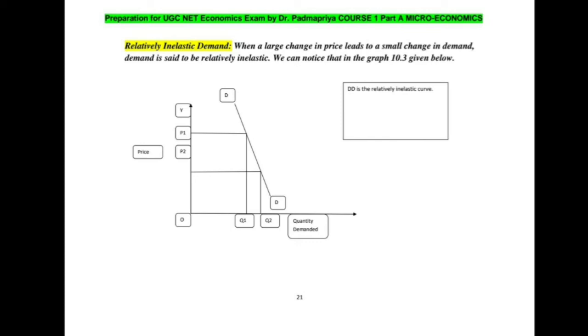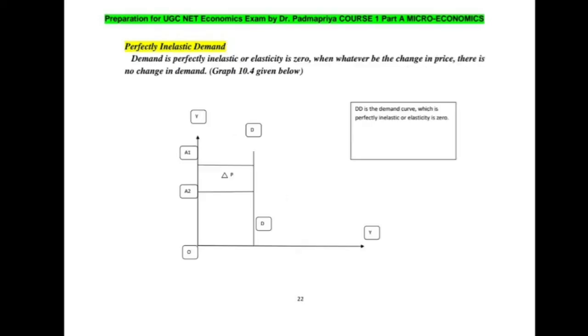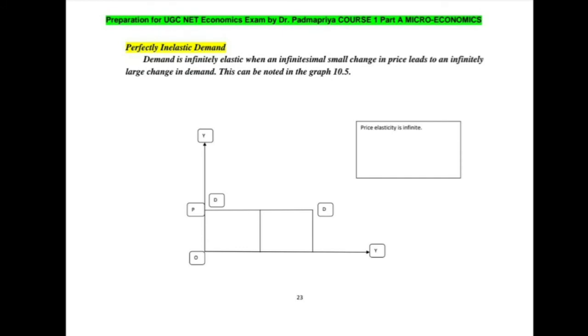Here we see demand curve DD, where the large change in price P1 to P2 leads to a small change in demand Q1 to Q2. Then we have perfectly inelastic demand, or elasticity is zero, that is, whatever be the change in price, there is no change in demand. Then we have perfectly elastic demand, which is horizontal to the x-axis, when an infinitesimally small change in price leads to an infinitely large change in demand.